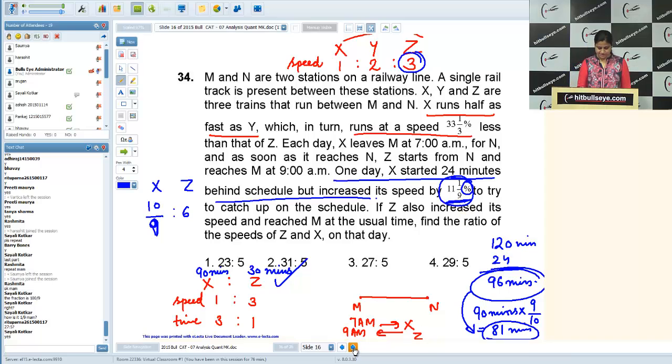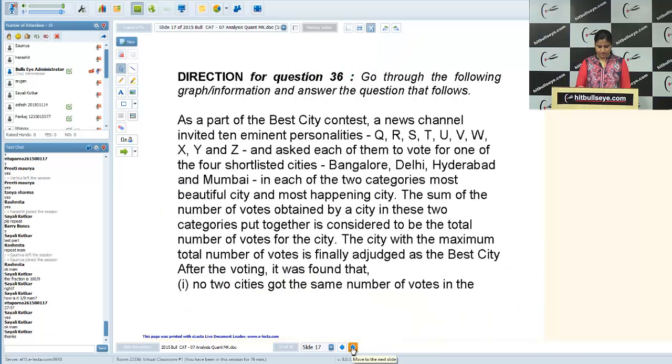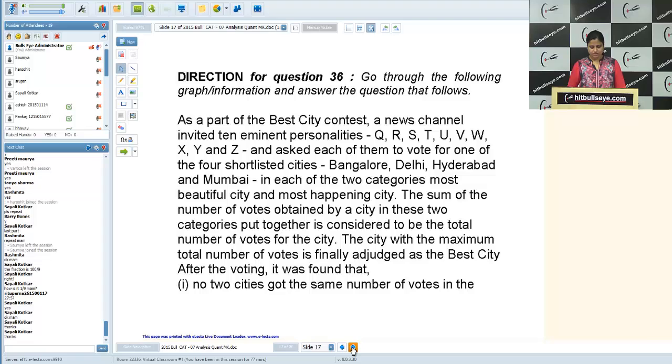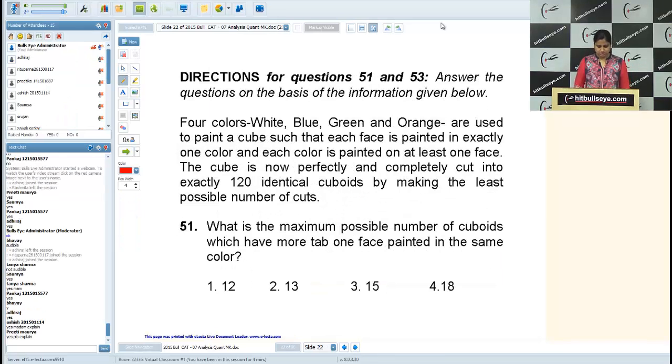Okay, so let us move. Question number 36. Now it was AR. AR was moderate level. Only 1 or 2 sets were very difficult. Otherwise that was an okay set. Yeah, any problem in this? Let us move further. Let us see.